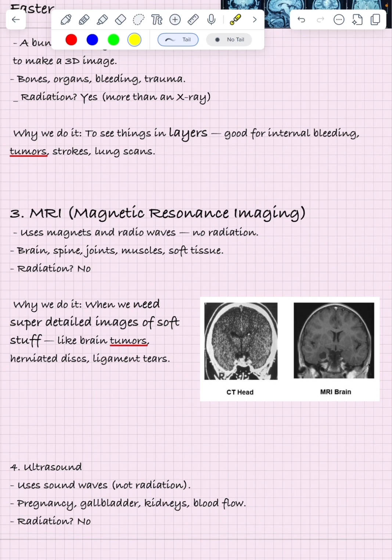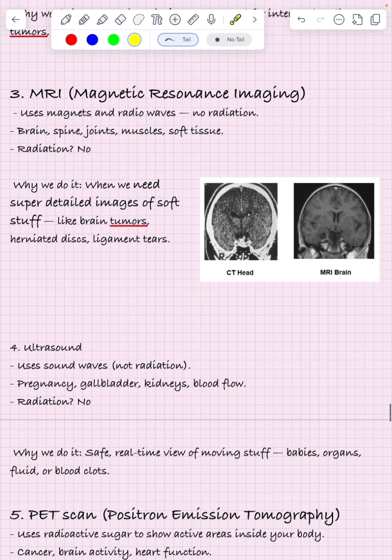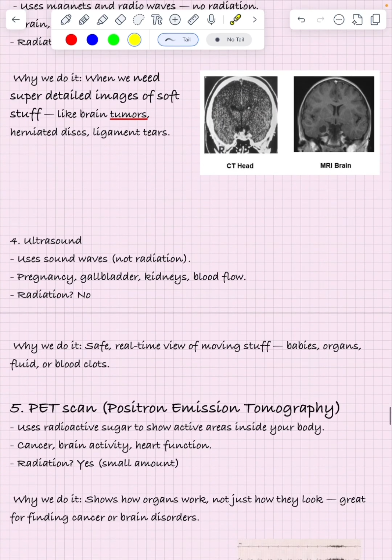We use it to get super detailed images of our soft tissues, like brain tumors, herniated discs, or ligament tears. The fourth is ultrasound. It uses sound waves. There's also no radiation present. It's done during pregnancy or if there are any kidney or gallstone problems.